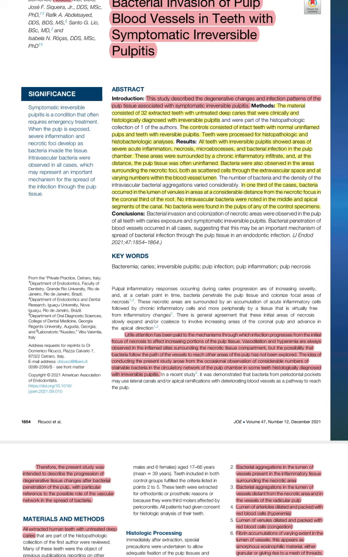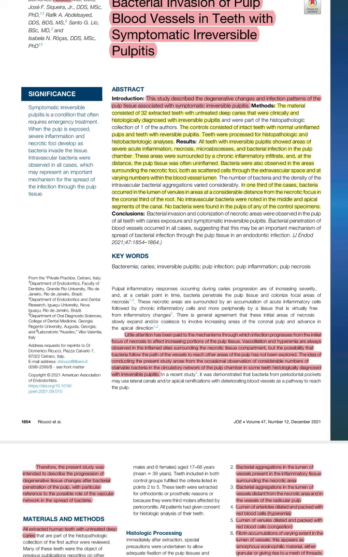As an introduction, this study described the degenerative changes and infection patterns of the pulp tissue associated with symptomatic irreversible pulpitis. The materials consisted of 32 extracted teeth with untreated deep caries that were clinically and histologically diagnosed with irreversible pulpitis. The controls consisted of two groups. First group, intact teeth with normal uninflamed pulps, and the second group, teeth with reversible pulpitis. Teeth were processed for histopathologic and histobacteriologic analysis.